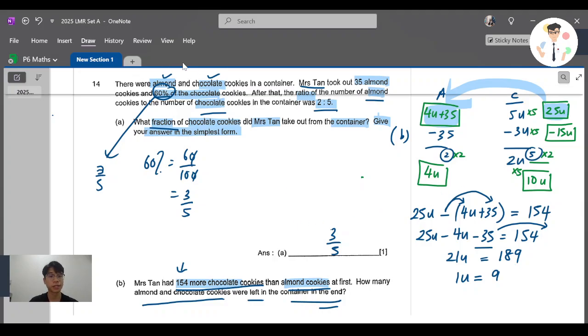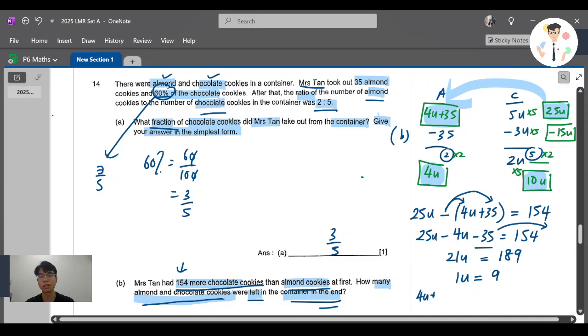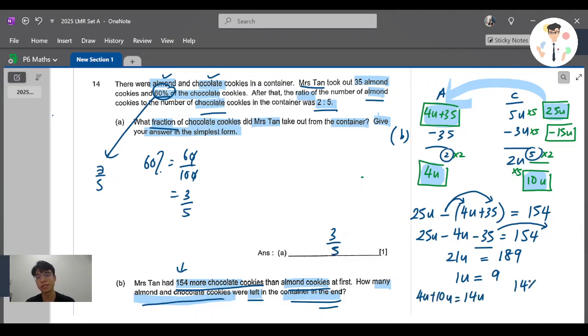Last step. The question says how many almond and chocolate cookies were left in the container in the end? Almond, I left with 4 units. Chocolate, I left with 10 units. 4 plus 10 is 14, so 4 units plus 10 units is 14 units. Because 1 unit is 9, 14 units is 14 times 9, which is equivalent to 126. And that is your final result.